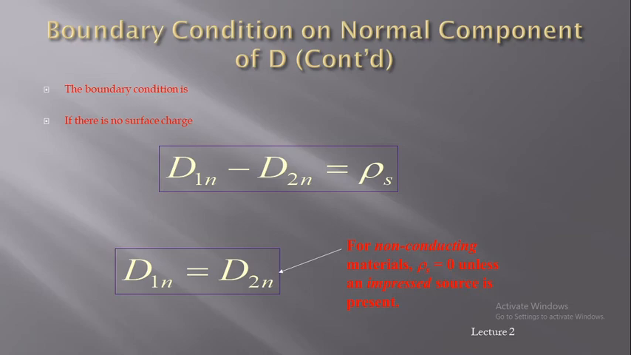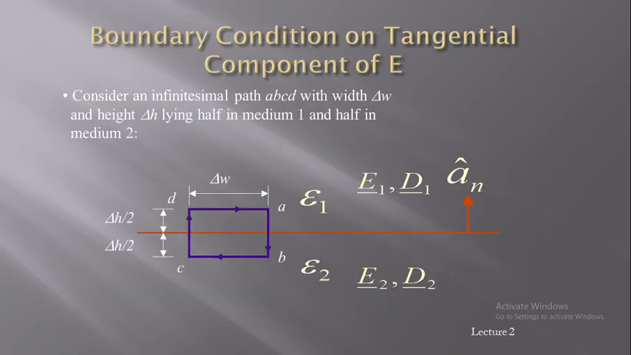So the boundary condition is D1n minus D2n is equal to rho s. If there is no charge, that means if rho s is absent, rho s equals 0. For non-conducting materials rho s equals 0, so we can write D1n is equal to D2n. In short, the normal components of D at the boundary are the same. This is the first. Now we will try to find the tangential component.